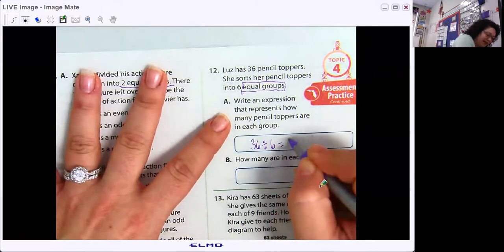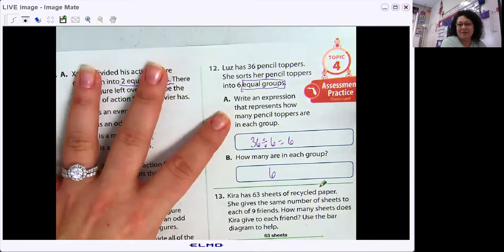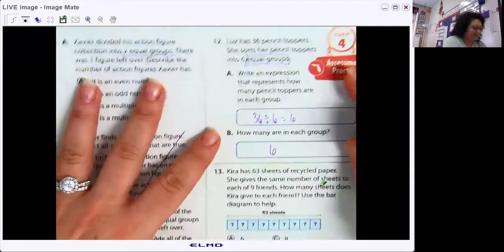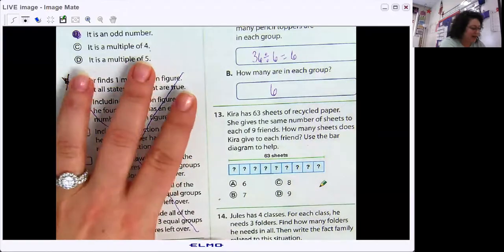Yep, the answer is 6, because 6 times 6 is 36. You can multiply, you can divide. I'll say it forever.